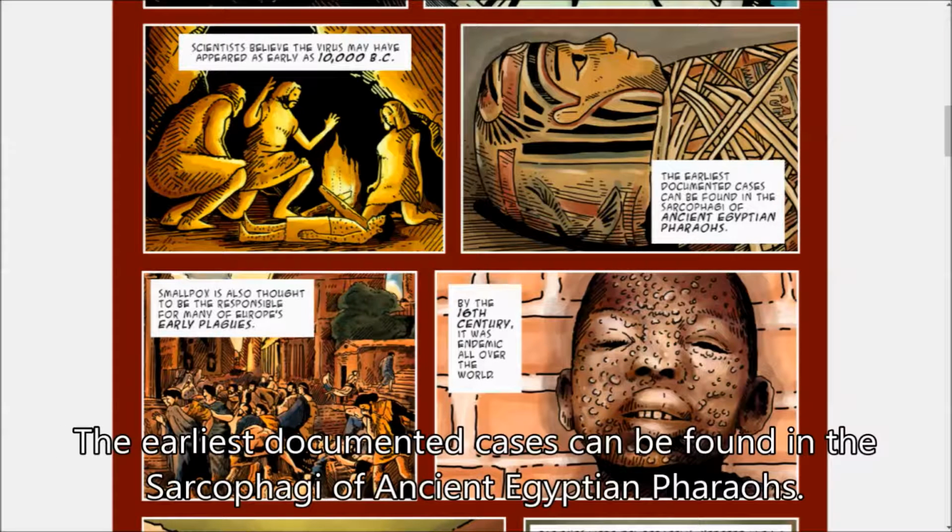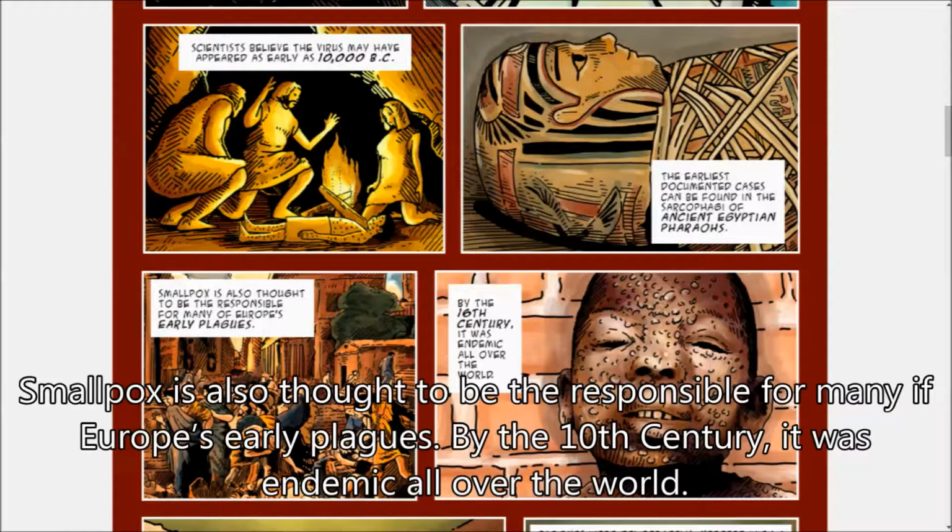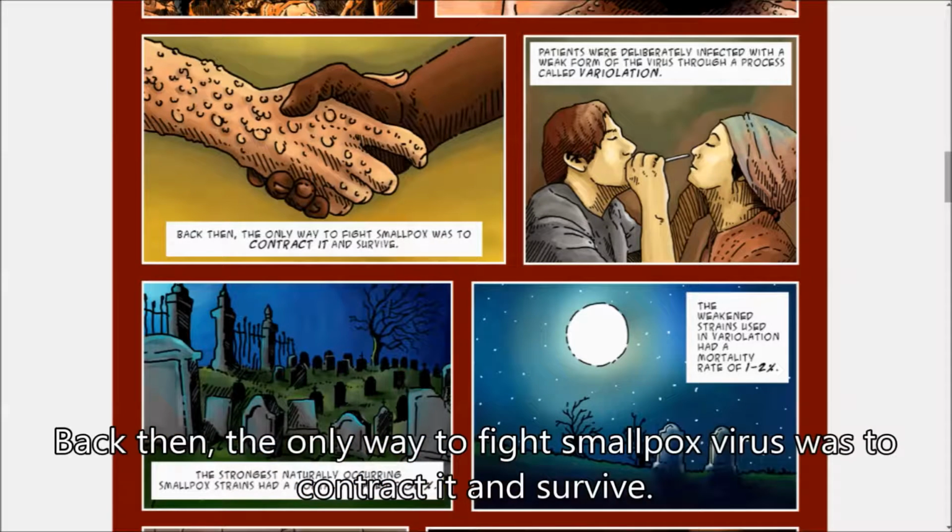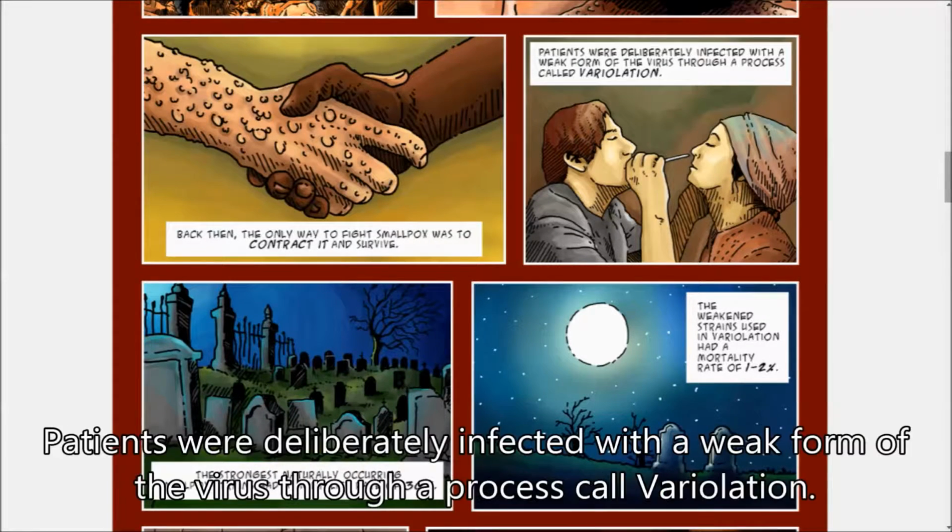The earliest documented cases can be found in the sarcophagi of ancient Egyptian pharaohs. Smallpox is also thought to be responsible for many of Europe's early plagues. By the 16th century, it was endemic all over the world. Back then, the only way to fight smallpox was to contract it and survive.